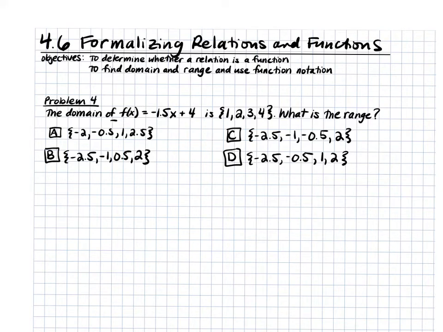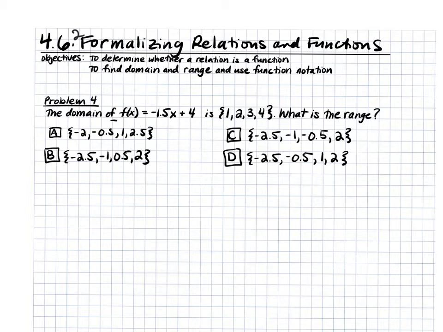Okay, this is the Algebra 1 video lesson for section 4.6, Formalizing Relations and Functions. This is actually the second section of that, 4.6.2, and so we're starting at problem 4. We've already gone through the first 3 problems, and we are finishing the lesson now. In this lesson, we're determining whether a relation is a function. We've done that, and we're doing domain and range. And we just learned function notation.